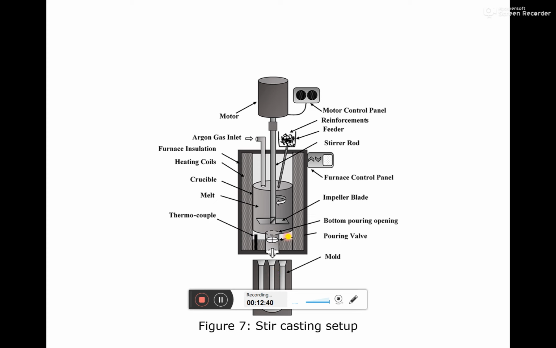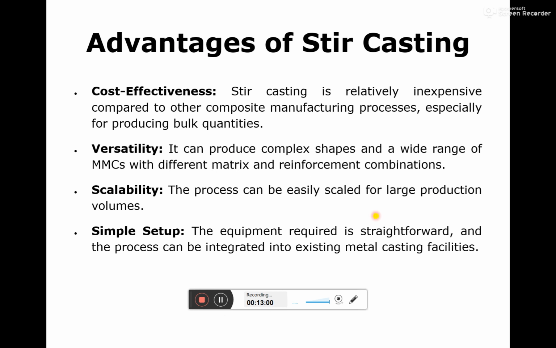Whenever you remove this opening, this molten composite mixture will pour into the mold, and after that we'll let it solidify for a certain time, and after that we'll remove the component from the mold. So that is how the stir casting setup is going to work.